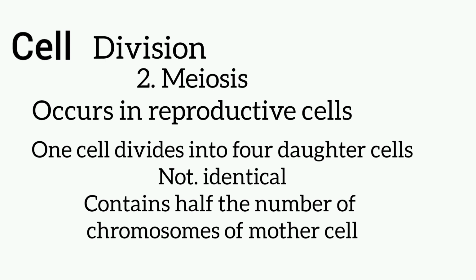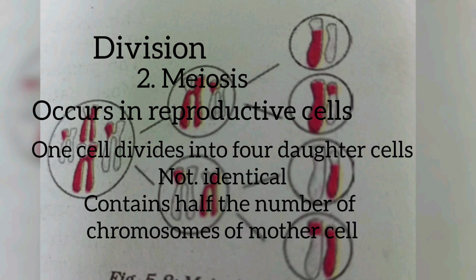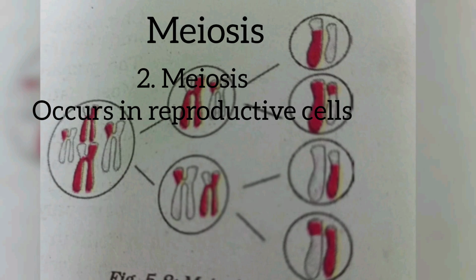In mitosis, you studied that one mother cell divides into two daughter cells, and both mother and daughter cells carry the same number of chromosomes and are identical. But meiosis takes place only in reproductive cells. Here one mother cell divides into four new cells, and they are not identical, and each new cell has half the number of chromosomes. For example, meiosis forms sperms in males and eggs in females, and these join during fertilization to form the zygote and the baby.